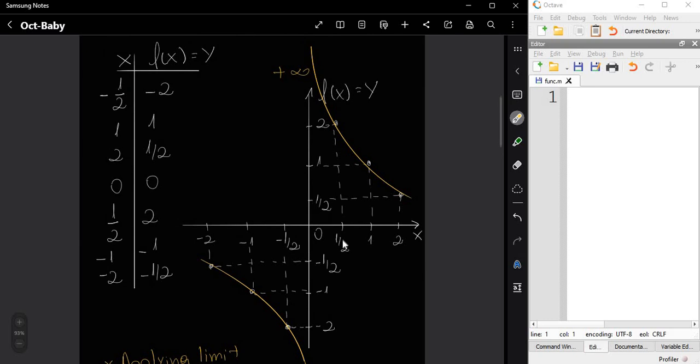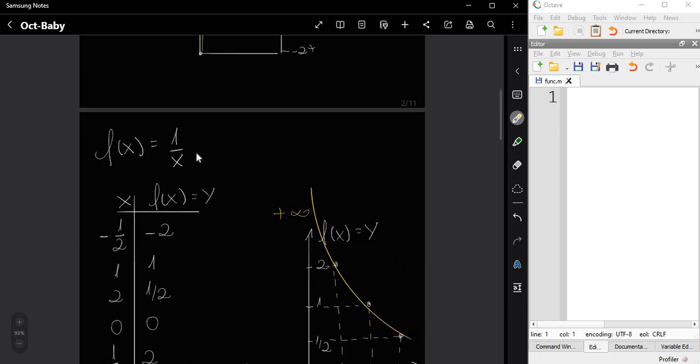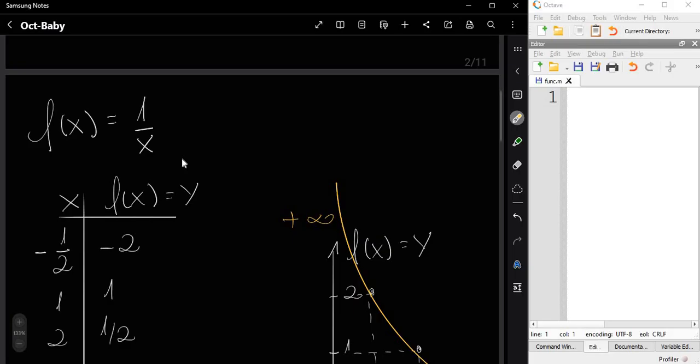Okay, and one video before this one, where we introduced this concept of limit, was with this function 1 over x. And if we take the limit of this function as x approaches infinity, the limit of 1 over x as x approaches infinity is equal to 0.